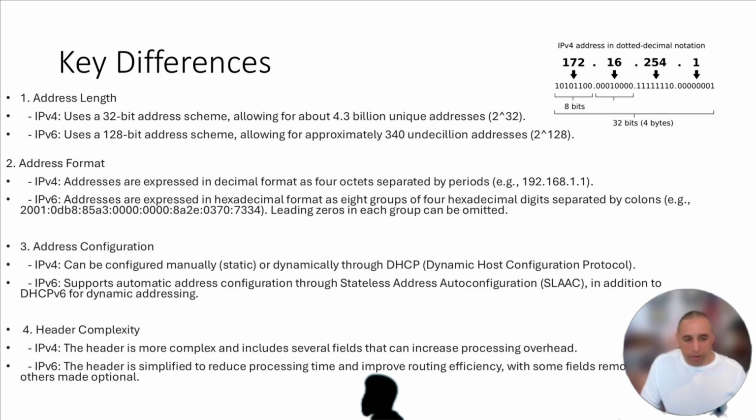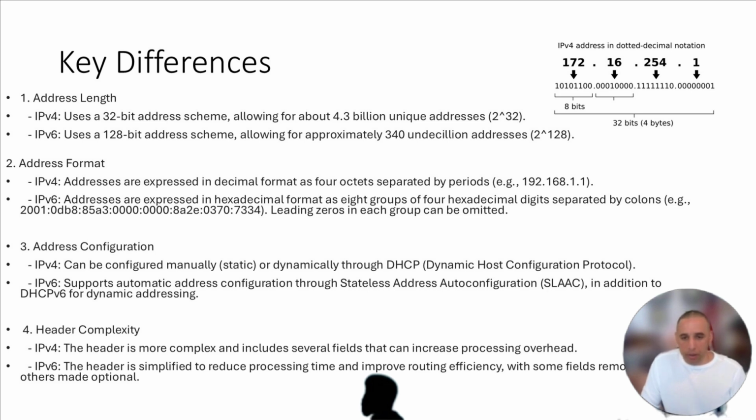Address configuration. IPv4 can be configured manually (static) or dynamically through Dynamic Host Configuration Protocol, or DHCP. IPv6 supports automatic address configuration through stateless address auto-configuration, SLAAC, in addition to DHCPv6 for dynamic addressing.